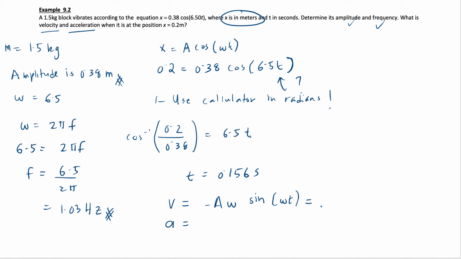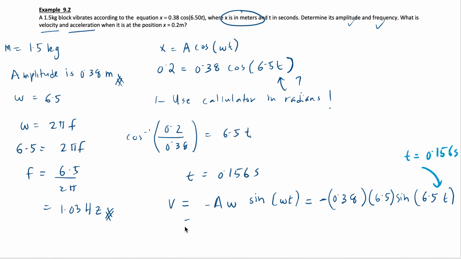So that becomes, this is the generic equation. We know the amplitude is, what was it? The amplitude is this guy, right? 0.38, minus 0.38, and your omega is what? Your omega is 6.5. Then you have a sine, and then you have an omega t. And your t is, you already know what your t is that you want. So just substitute your t as 0.156 second.